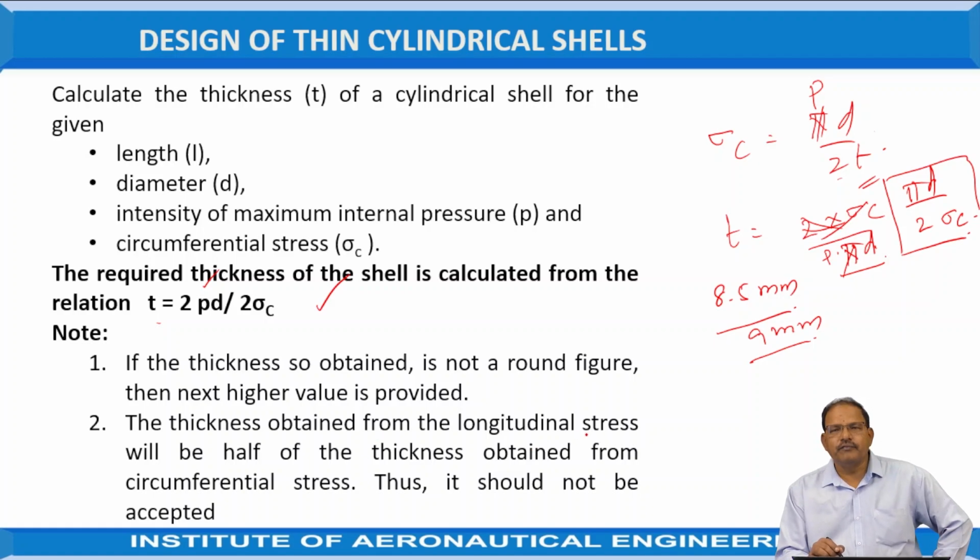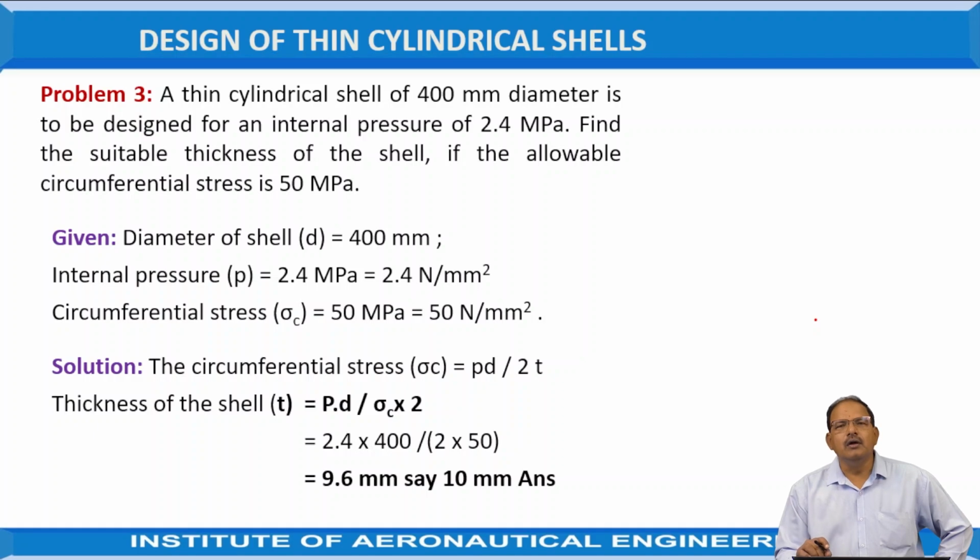If the thickness obtained from the longitudinal stress will be half of the thickness obtained when calculated using circumferential stress, it should not be accepted. So for determination of thickness, we have to use only the relation between the circumferential stress and the pressure. That is what is allowed now. Based on this relation, we are taking one problem now.